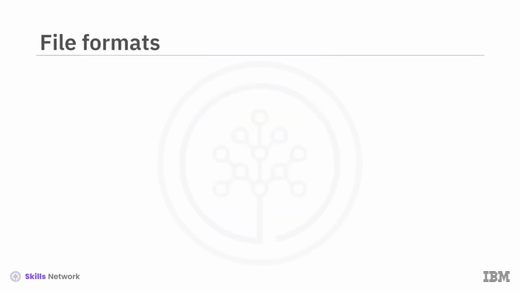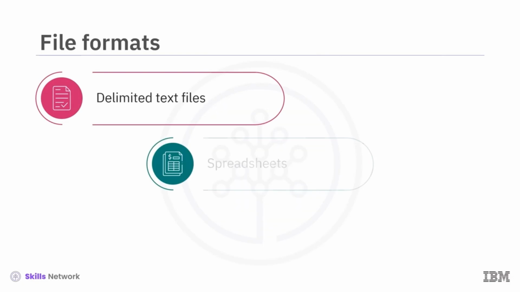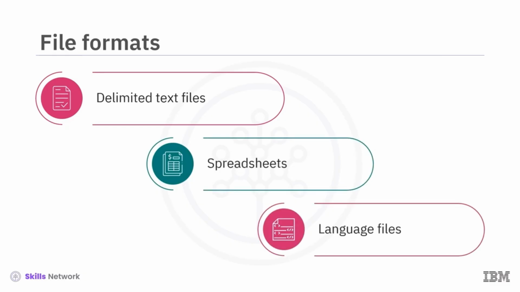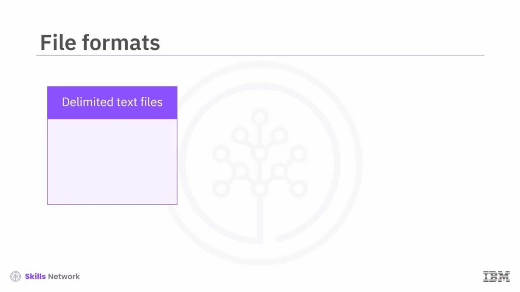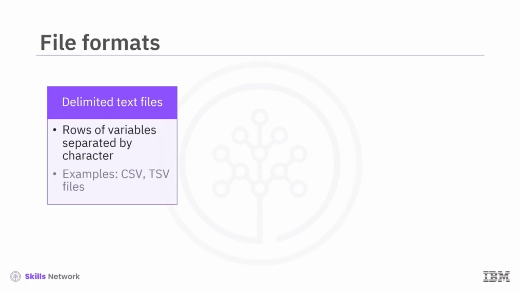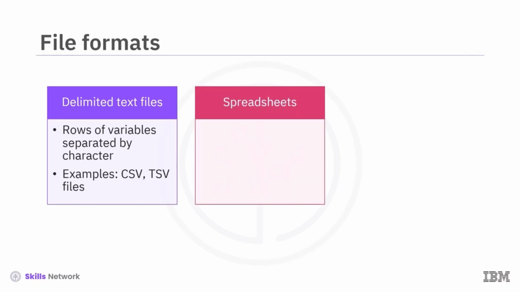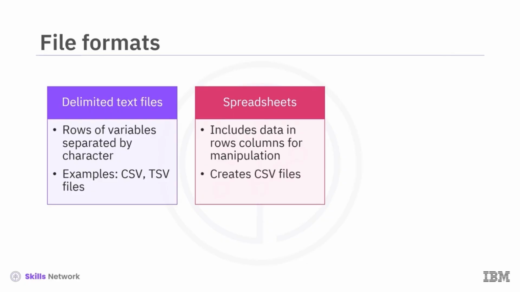Common file formats include delimited text files, spreadsheets, language files. Delimited text files. In these files, data resides in rows, with each variable separated by a specific character like a comma or a tab. Delimited files comprise comma-separated variable, CSV, and tab-separated variable, TSV, files. Spreadsheets. In these files, data exists in rows and columns, the same as a table, facilitating easy access and manipulation. A spreadsheet helps to create CSV files.